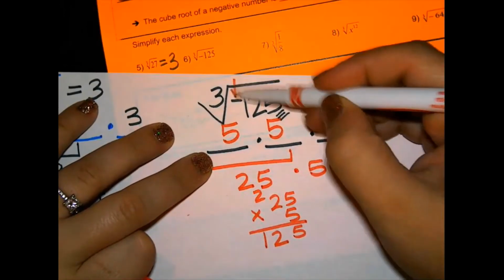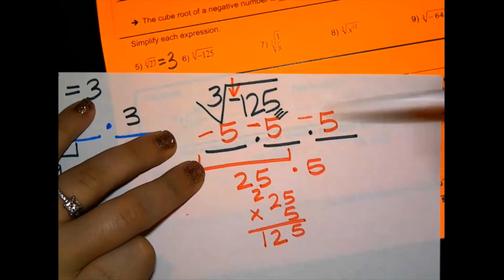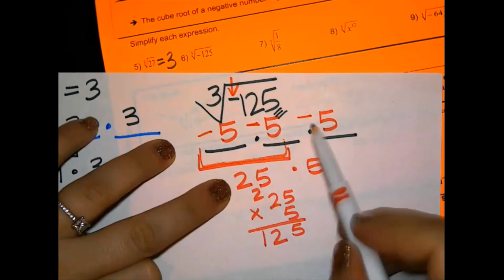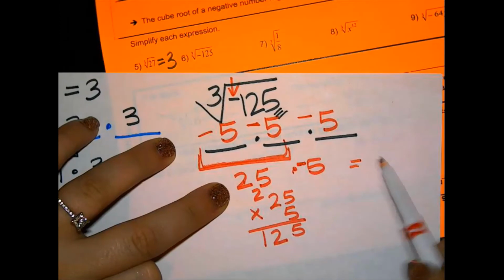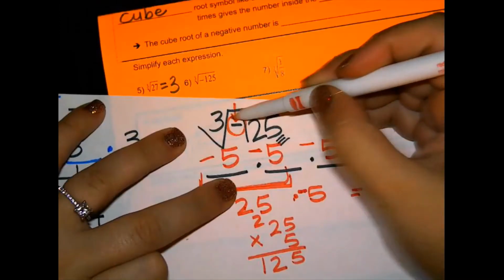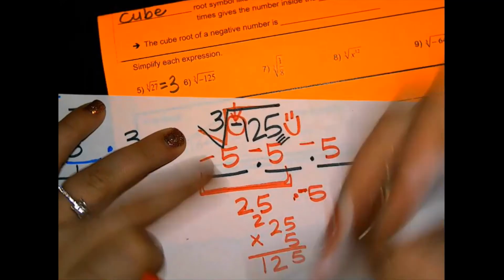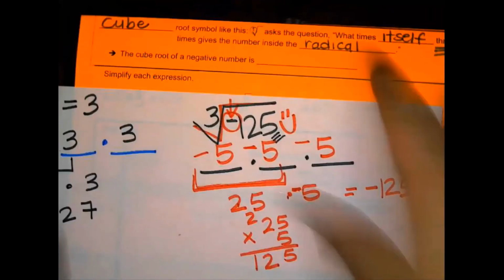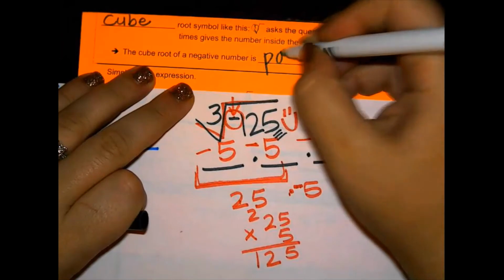It's negative 25. So then I'm like, okay, well, what if I make them all negatives? Because they have to be the same. Well, then these two would make positive, and then you'd bring down the negative, and a positive times a negative would make negative 125. So you are allowed to have negatives inside a cube root. So that's what goes right here in our notes, is that the cube root of a negative number is possible.